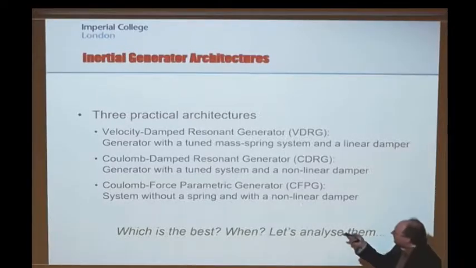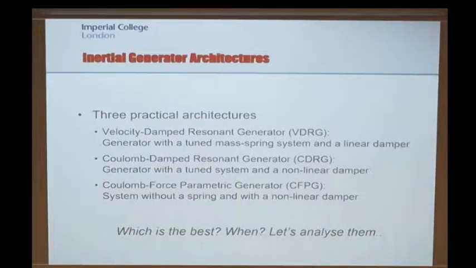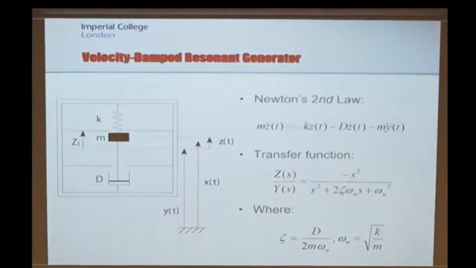Then we came up with something that was a bit different. This was the non-resonant type approach that we wanted to analyze, Coulomb force parametric generator. So we've got basically one linear system here that's resonant, one system here that's resonant but has a non-linear damper, and one system that has a non-linear damper that is also non-resonant. And what we'd like to do now is to figure out which of those is the best so that we can try and build the harvester with the best power density possible.